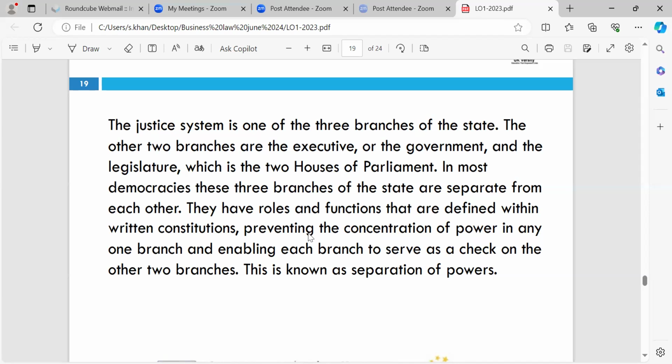The justice system is one of the three branches, as we mentioned. The other two are the executive of the government and the Houses of Parliament. The UK famously and almost uniquely does not have a constitution contained in a written constitutional instrument. It's found in statutes passed by Parliament and in common law, which developed over the centuries in decisions of the courts. Only two countries, Israel and New Zealand, are like the UK in this respect.